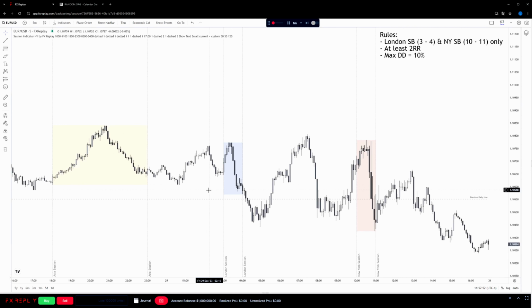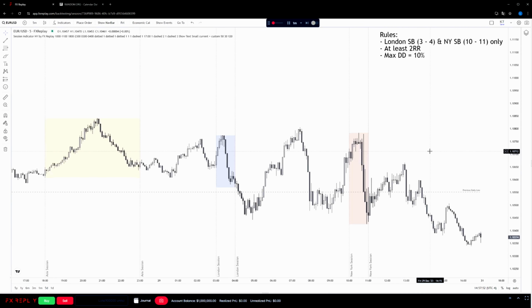Now, these times are very important because during these times, you will see either heavy manipulation or just heavy moves overall. As you can see highlighted in this blue box, which is the silver bullet of the London session, you can see that price made a really harsh move after taking out liquidity. And right here during the New York session, the same happened. Here, we mitigated a fair value gap and an order block, and then started to run lower. This is what we're going to be trying to capitalize on.